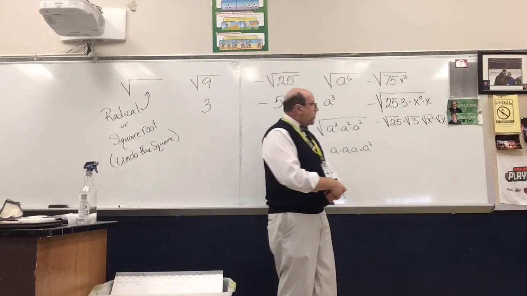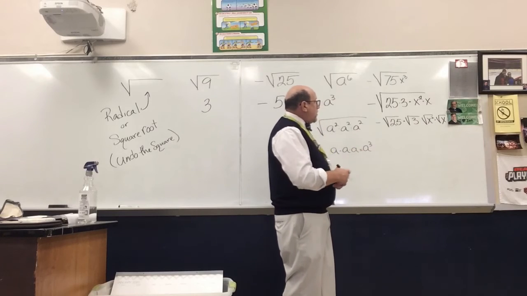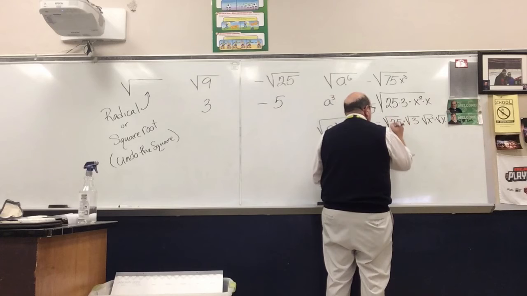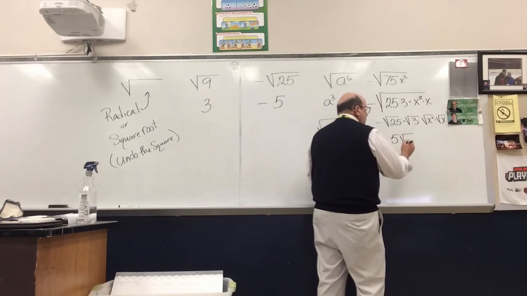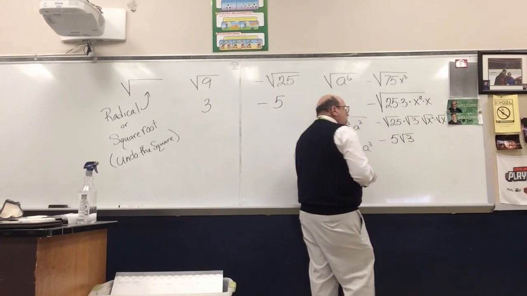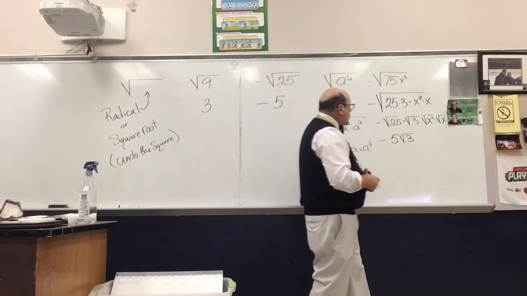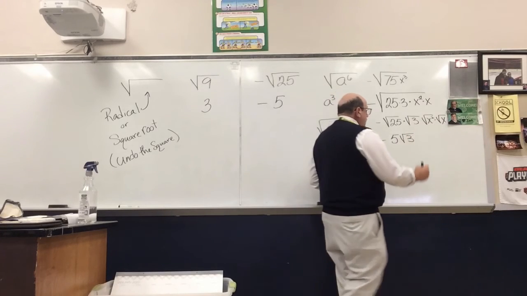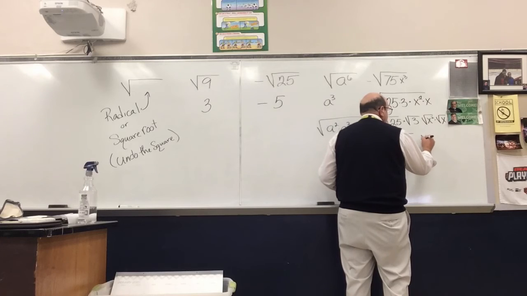Now, there are a couple of pieces where we actually can take the square root, right? There's a 25, so I can take the square root of 25 and I have 5. Can I take the square root of 3? No, I can't. It's not a perfect square, all right? So I'm going to move on. Can I take the square root of x squared? Of course I can, and I have an x.